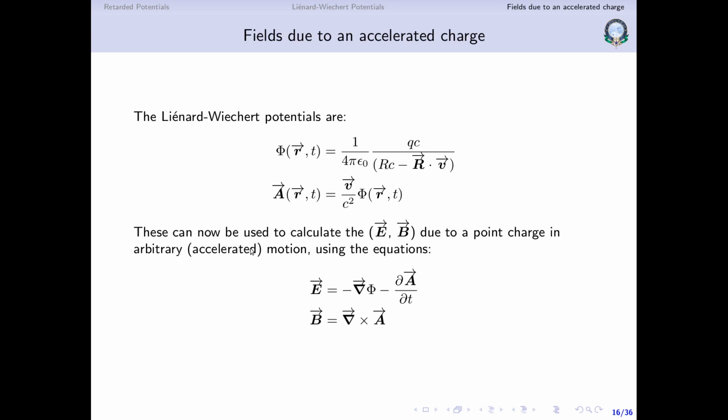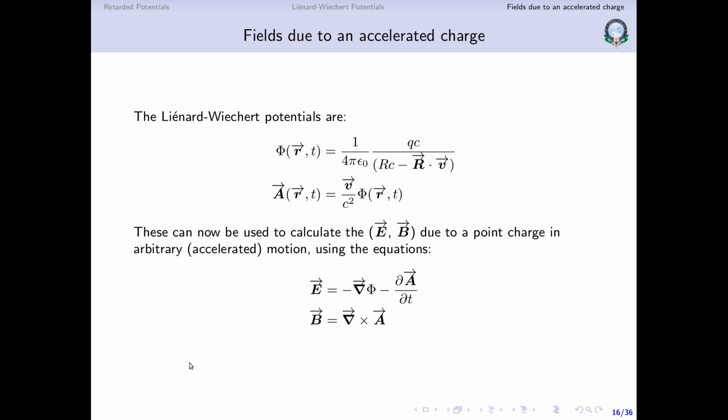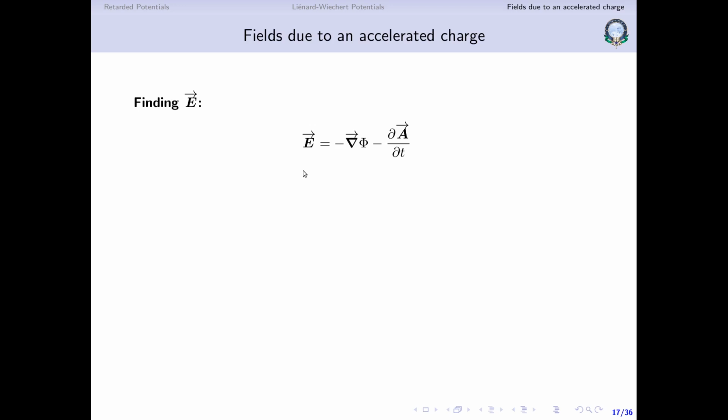Even though the computations are quite tedious, it actually gives you a lot of insight into what goes on when you consider an accelerated charge and apply the concept of retardation, the retarded potentials, to it. So let us first find out the electric field. We are ultimately interested in finding electric and magnetic fields. Electric field is minus grad phi minus dou A by dou t. We have phi and A, which are given like this.